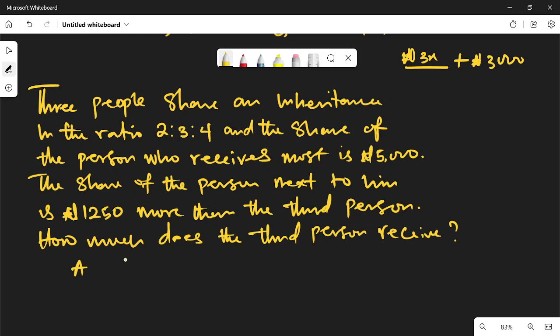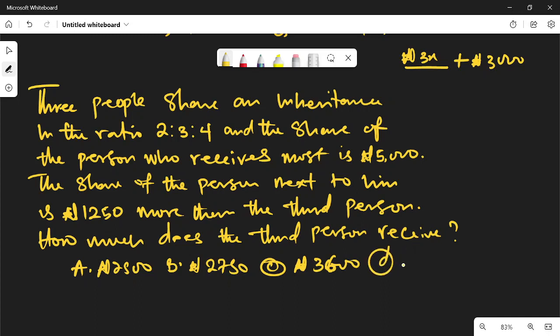So we have option A, 2,500, option B, 2,750, option C, 3,600 naira, option D, 3,750. Okay, so guys, give it a try and tell us what the answer will be.